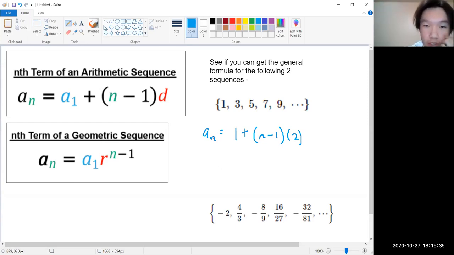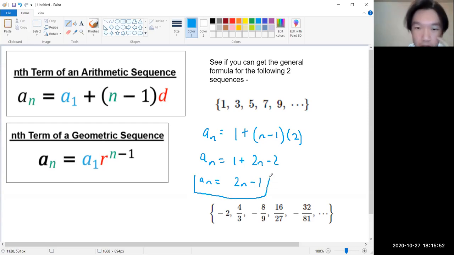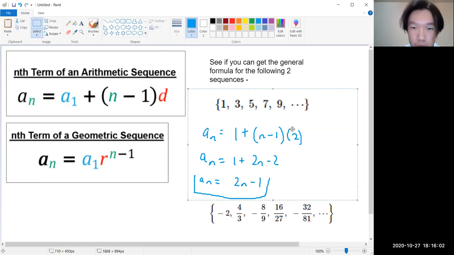So this gives us an expression for the nth term. If you simplify it, you will get 1 plus 2n minus 2. So you get 2n minus 1, okay? This will tell you what the nth term is. So if you want to know the 100th term, you can just plug in 100 here and that'll tell you what the 100th term is. Okay. Let's do the other one.